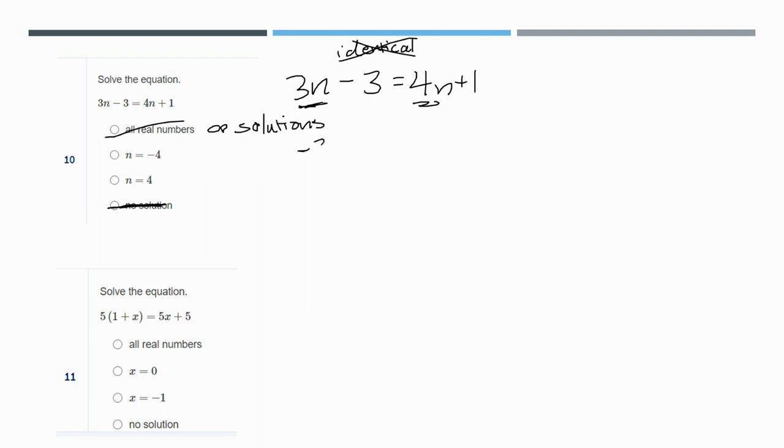I'm going to go ahead and subtract 3n from both sides and just get n plus 1 on the right equals negative 3 on the left. Subtract the 1 to get n is equal to negative 4.